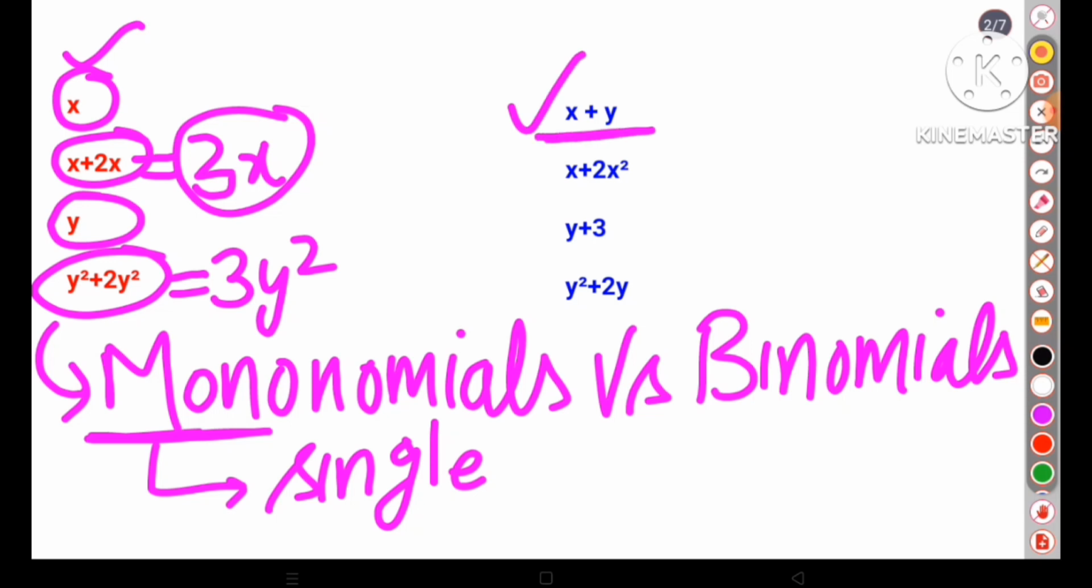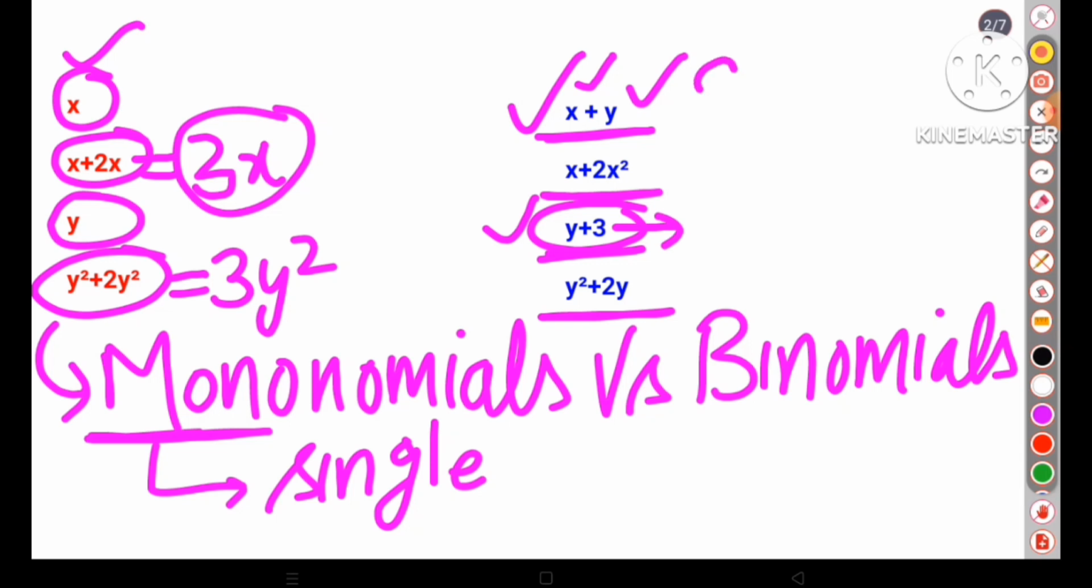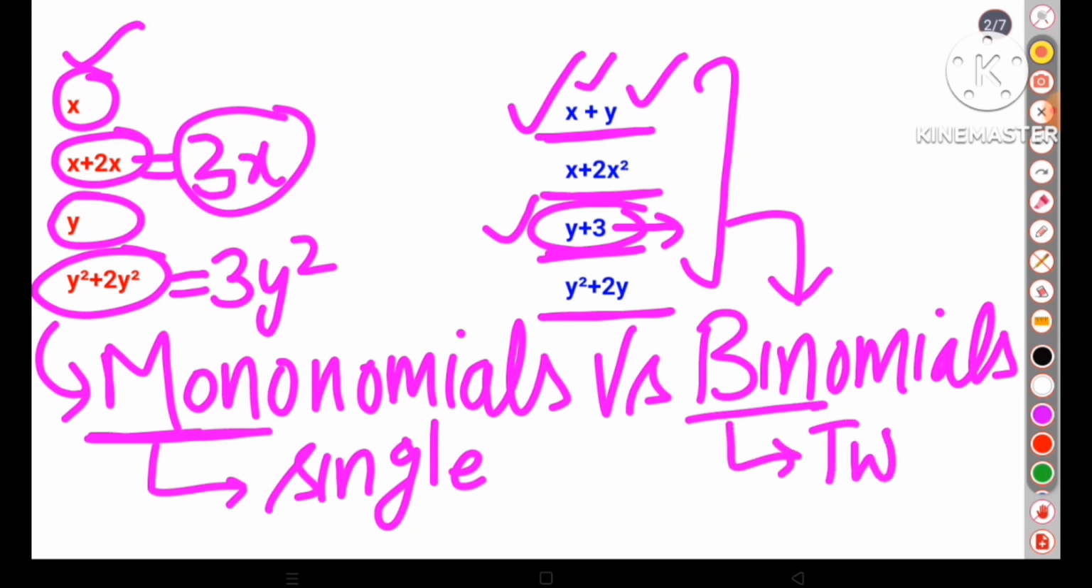But in these types of expressions, there are two terms. Say, for example, x plus 2x square, y plus 3, y square plus 2y. Both the terms are from different families, that is, one is from the x family, another is from the y family, and in this case one is from the y family and another is from the constant family. So these types of expressions are known as binomials because binomial means the expression having two terms. So these are all the binomials and these are all the monomials.